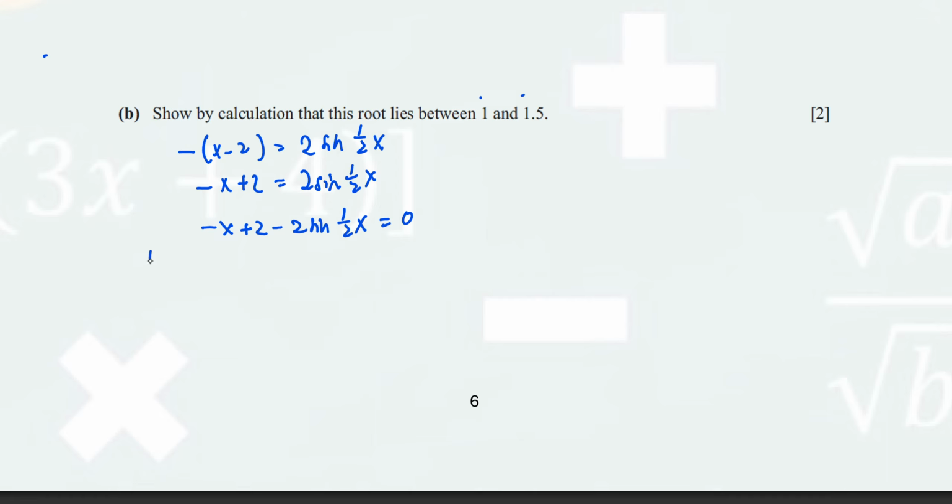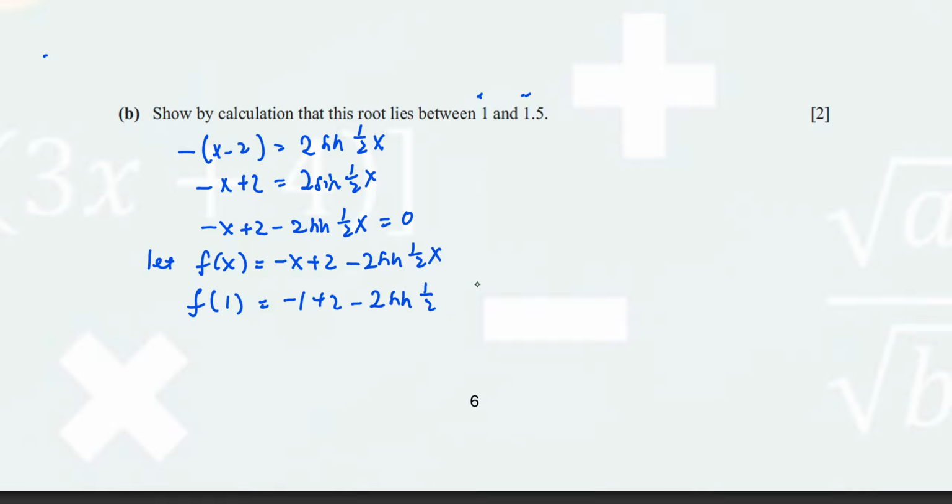Okay, once you get 0, that means I will let the terms on the left side be f(x). And now, show these two values by using the sign change rule. So I will just replace. But when you do calculation, you have to be careful because your function has sine, so make sure you change the mode of the calculator to radians. Then you will be getting 0.0411 and this is greater than 0.